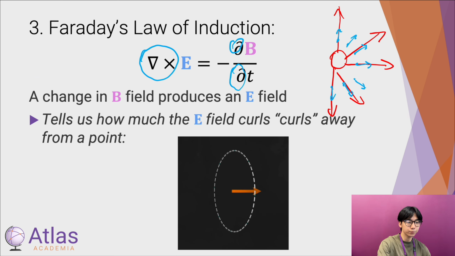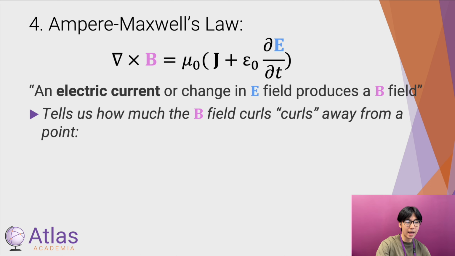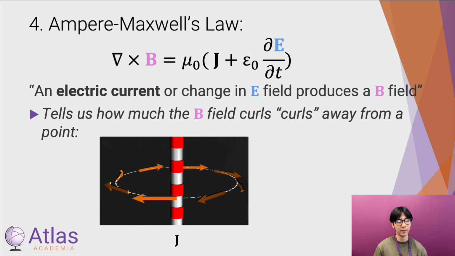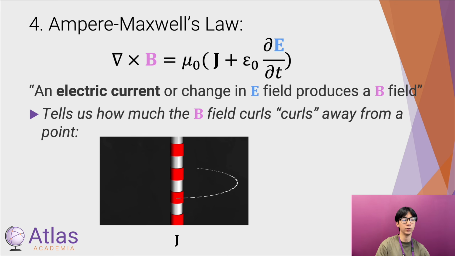Now, let's look at the fourth equation, Ampere-Maxwell's law, which is the scary looking thing. Now, we're already quite familiar with how electric current can produce a magnetic field. So, you know, here we have an electric current going down the page. Let me draw my imaginary circle, and let's look at every single point on that circle. Well, I'm going to get a magnetic field, right? And that curls around the center critically.